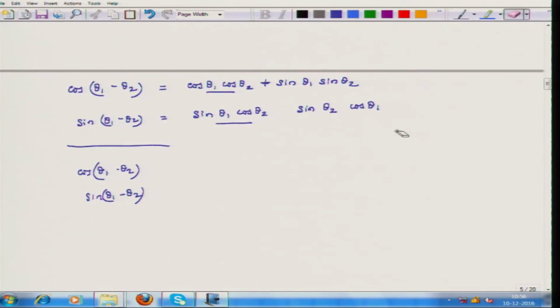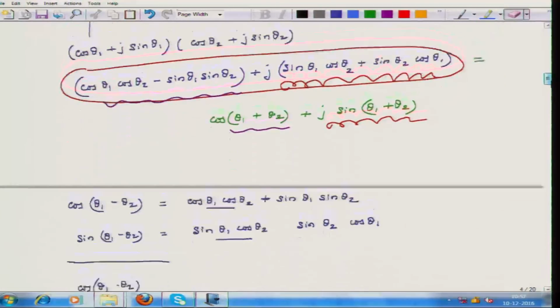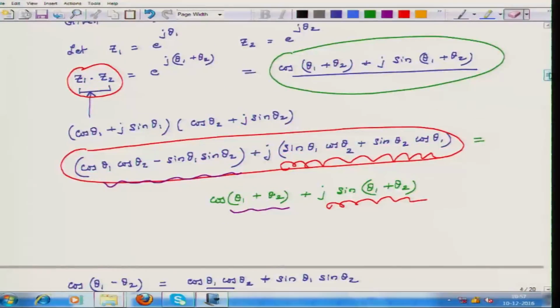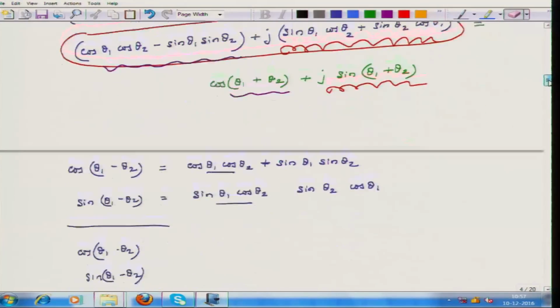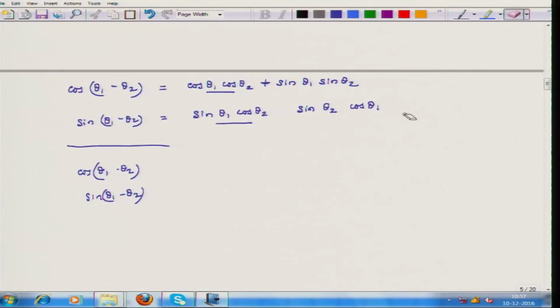So, using this complex algebra, it is a very powerful tool to develop all these trigonometric relations relatively easily. Otherwise, we have to make graphs and drawings, and from that we have to prove cosines of and sines of sum of two angles are corresponding to these relations.